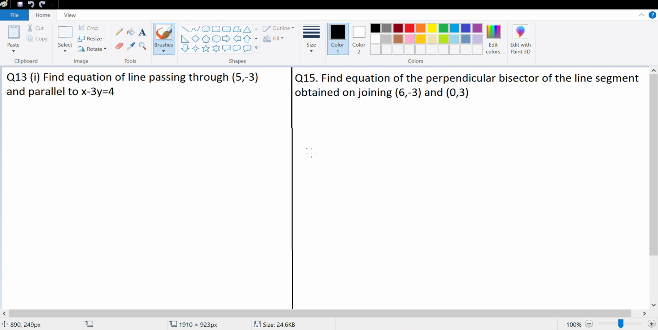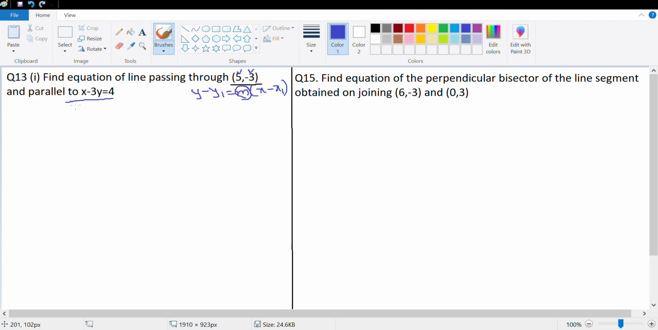What does the question say? Question number 13 says, find the equation of the line passing through (5, -3) and parallel to x minus 3y is equal to 4. So this line is passing through one point and it is parallel to this line, which means we will use the formula y minus y1 is equal to m times x minus x1. This is how we'll find the equation of the required line. So I know y1, I know x1, all I need to figure out is m.